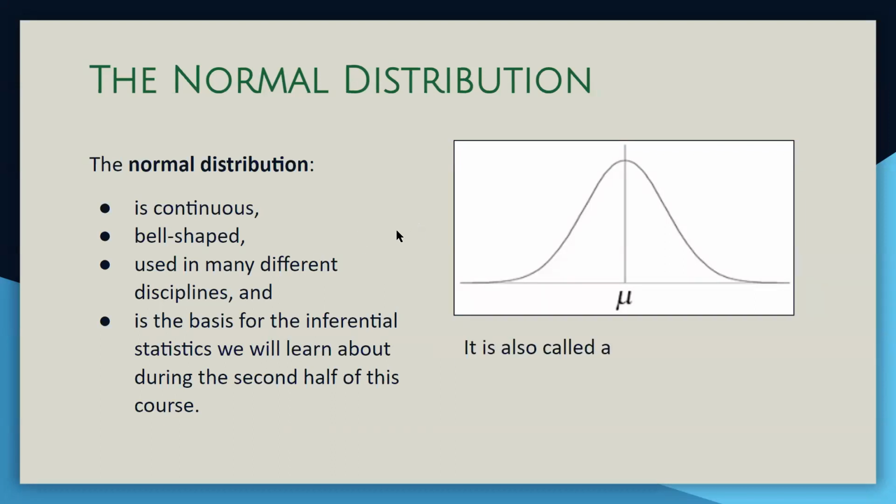It has several different names. So it's called the normal distribution or normal curve. It's also called a bell-shaped distribution or a Gaussian distribution. Gauss was a famous mathematician and physicist, so it was named after him.